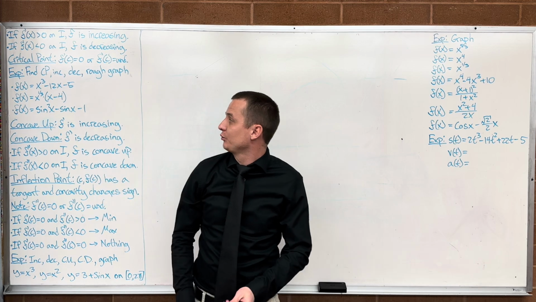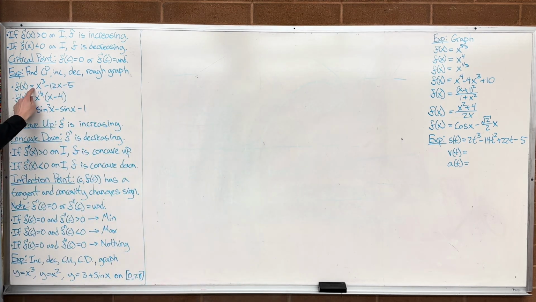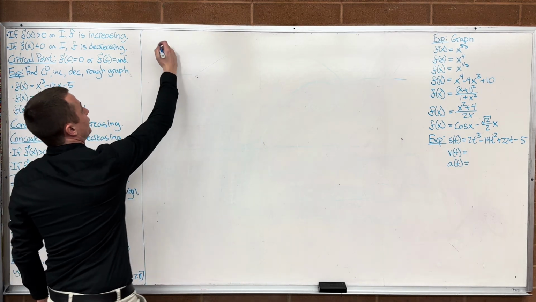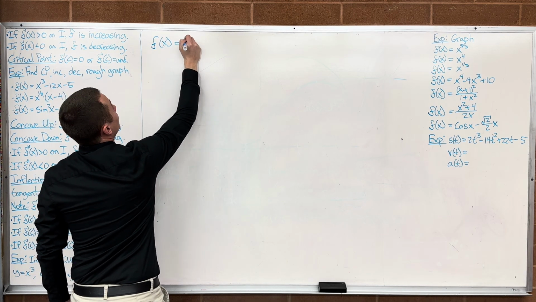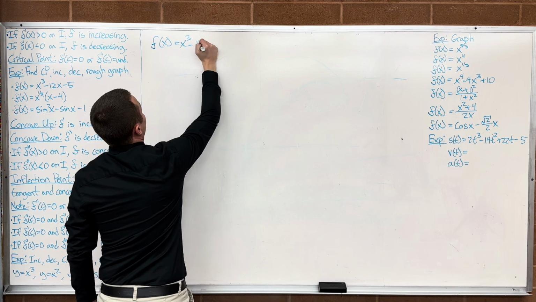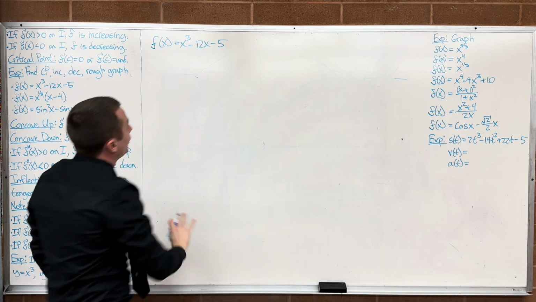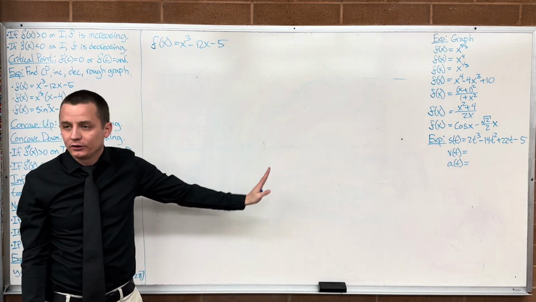So let's take this one and go through it. Let's look at our function f of x equals x cubed minus 12x minus 5. You can just rewrite here to remind us which one we're talking about: x cubed minus 12x minus 5. So this function has some picture. I have no clue what it looks like.